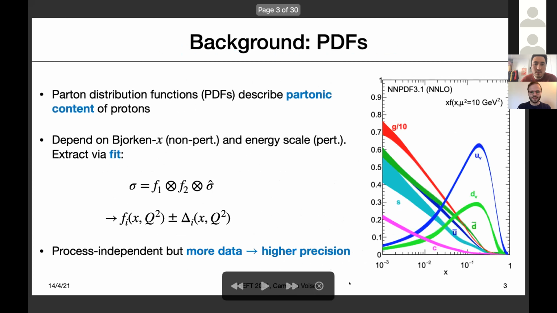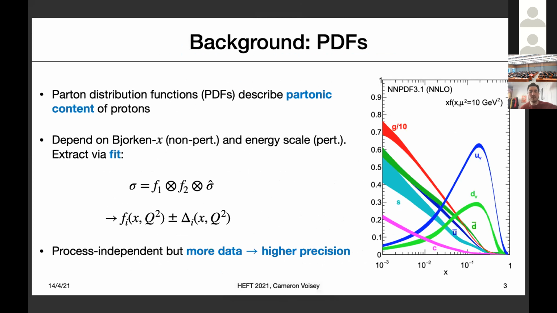Okay, so since this is an EFT workshop, and this project also includes important contributions from PDFs, I just want to give a bit of background about that. So PDFs describe the Partonic content of protons, and therefore they're a very important ingredient for LHC physics, because we collide protons at the LHC, obviously. And these PDFs depend on two variables, so on Bjorken x, which is a non-perturbative dependence, and also on the energy scale. And because of this non-perturbative dependence, we have to fit the x dependence.